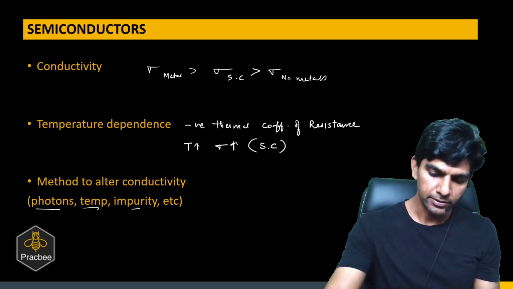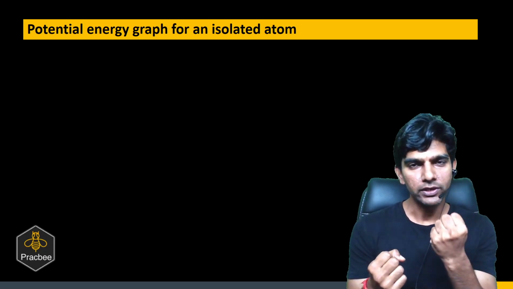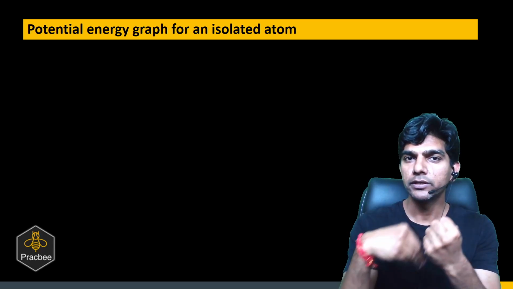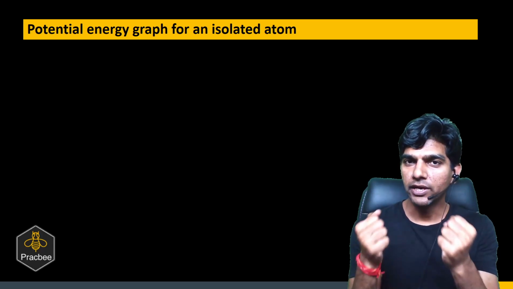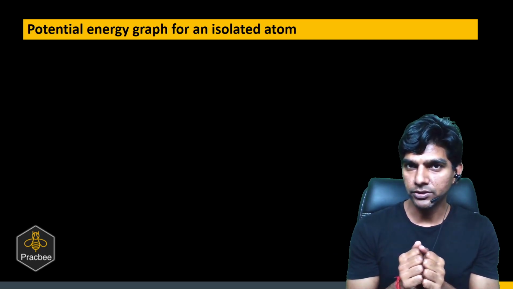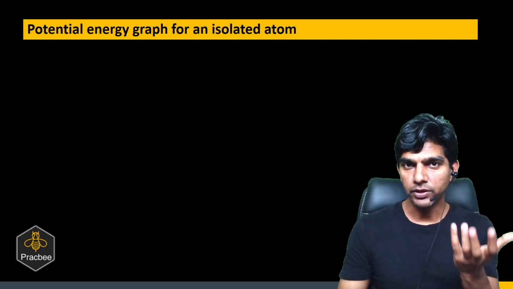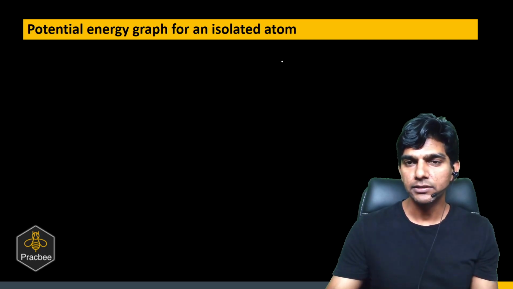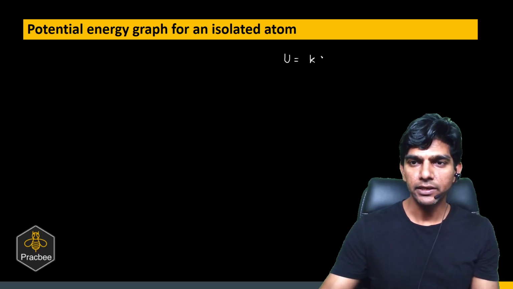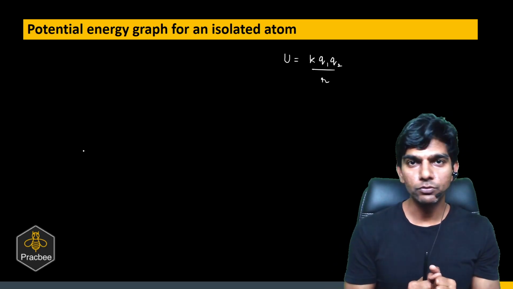atom. So let's see. In an isolated atom, we have a nucleus and there is a single electron, let us say, which is orbiting around the nucleus. When we have two charged particles interacting with one another, there has to be some potential energy. Do you know the formula of potential energy? Yes, we all studied that in electrostatics. If there are two charges, then the potential energy of the system is given as K Q1 Q2 by R, where R is the distance between the two charged particles.